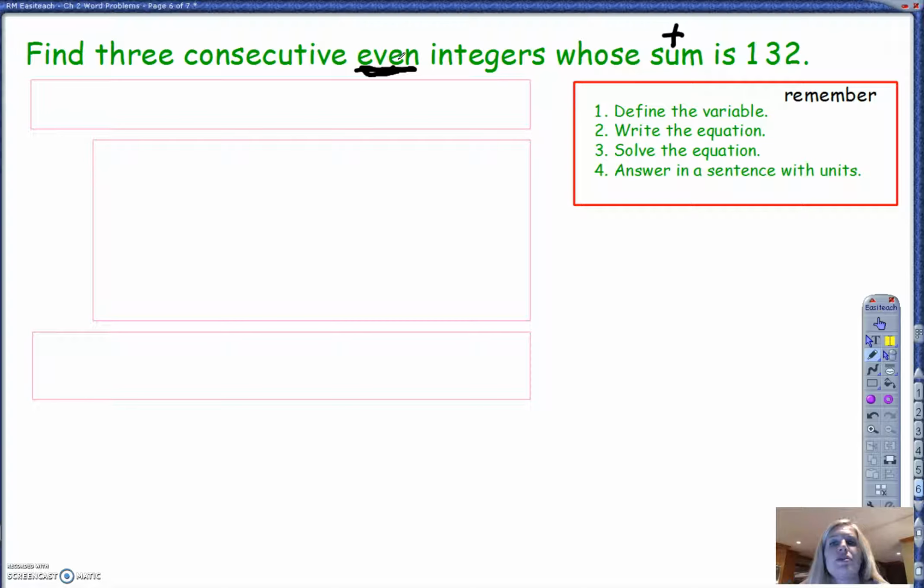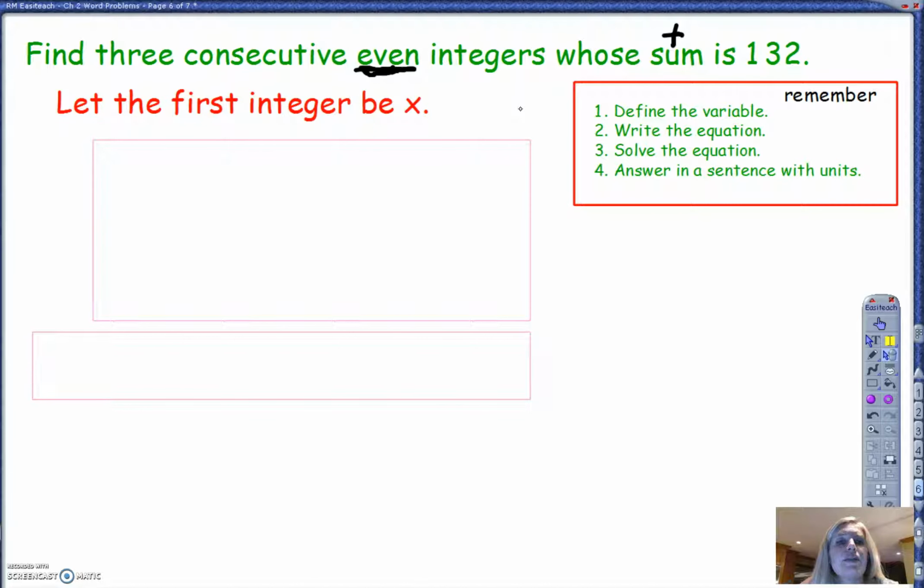The first one, I need you to define the variable. Now, you can pick any variable you like. Generally, people use x and y, but you can choose any variable. Let the first integer be x. So there's my let statement. The first integer is x.